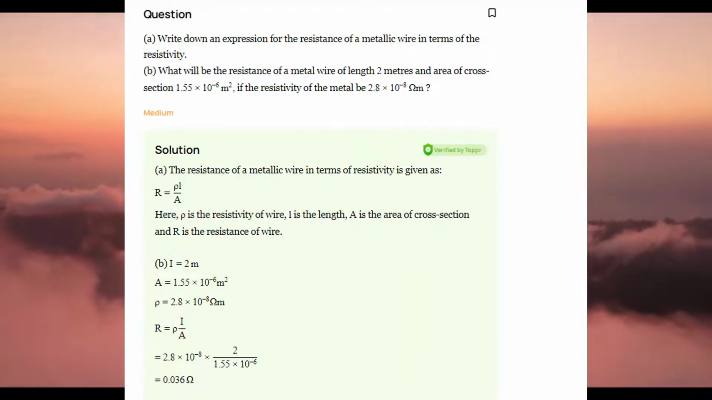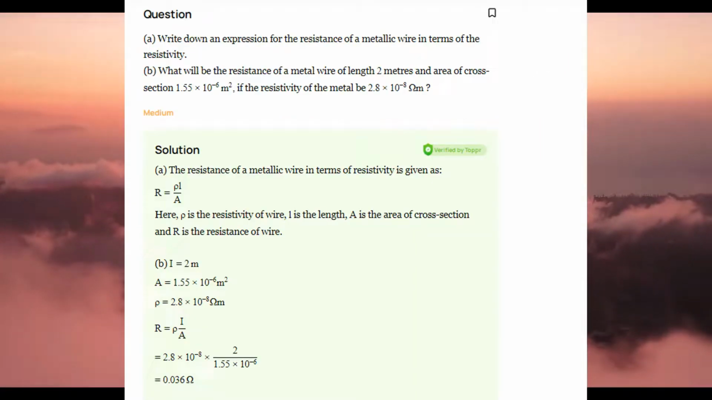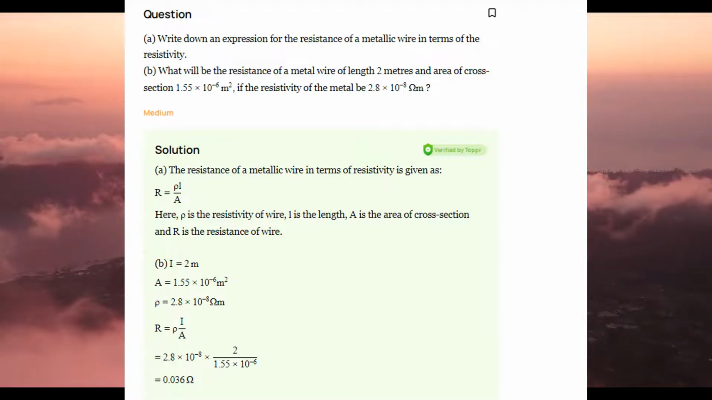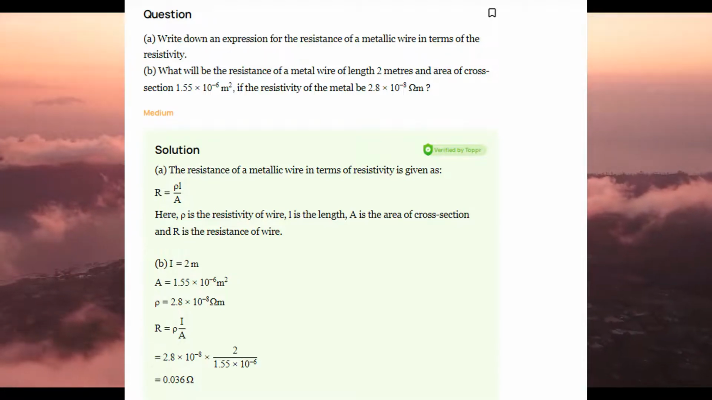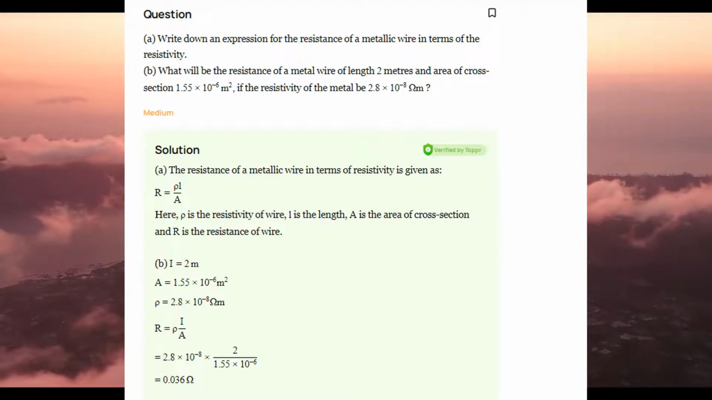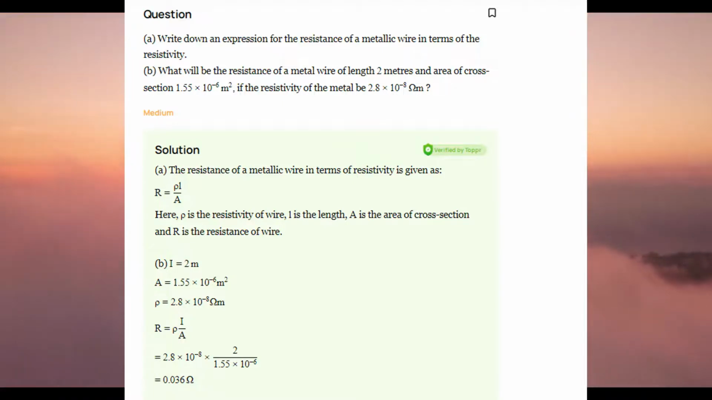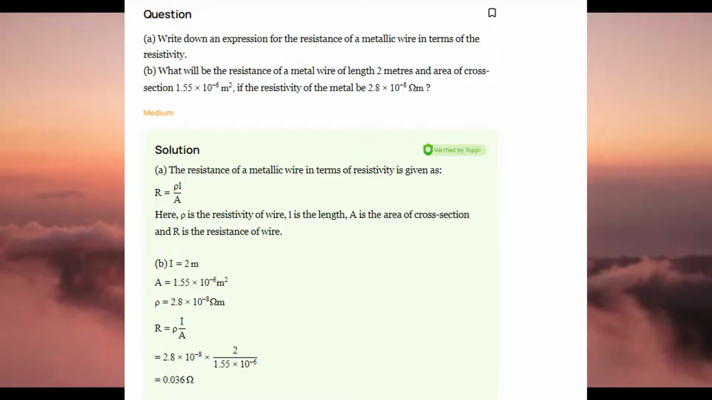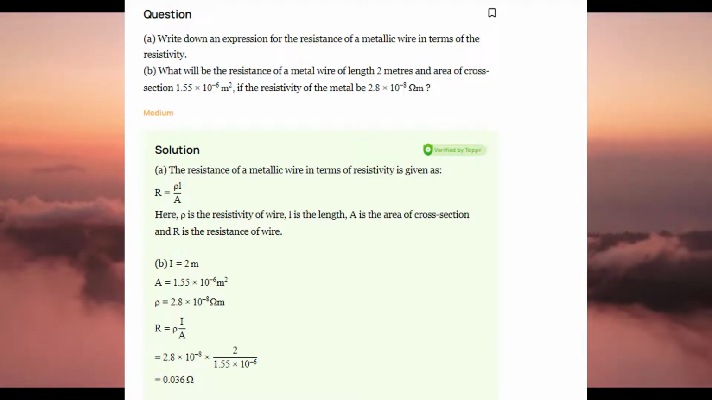A. Write down an expression for the resistance of a metallic wire in terms of the resistivity. B. What will be the resistance of a metal wire of length 2 meters and area of cross-section 1.55 into 10 raised to minus 6 m square, if the resistivity of the metal be 2.8 into 10 raised to minus 8 ohm m? Solution A.